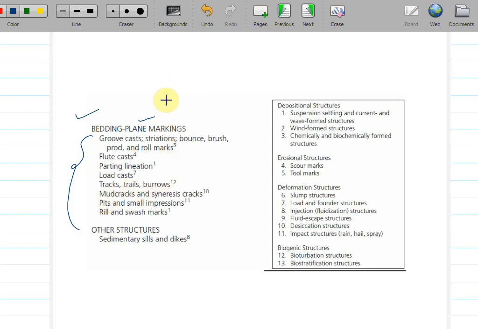Most of these structures are basically found on the bedding plane. The bedding plane, as you know, is a plane which connects two strata. Let's say this is your first strata, this is your second strata, or you could say this is your first bed and this is your second bed. In between there is going to be a plane, right? This region is known as the bedding plane.